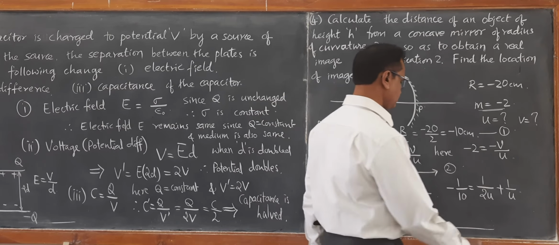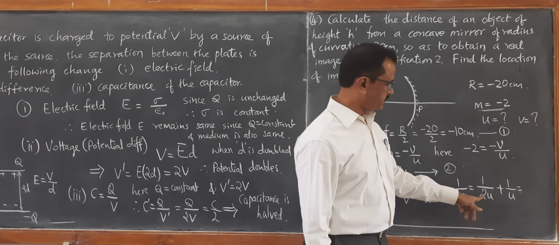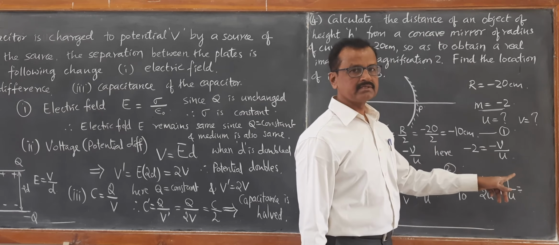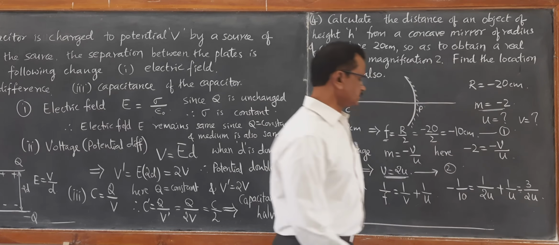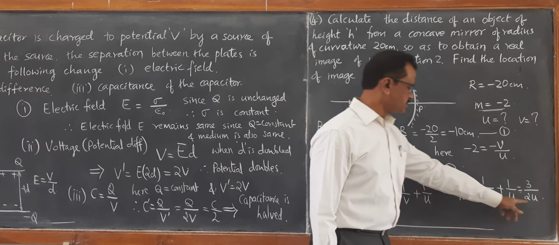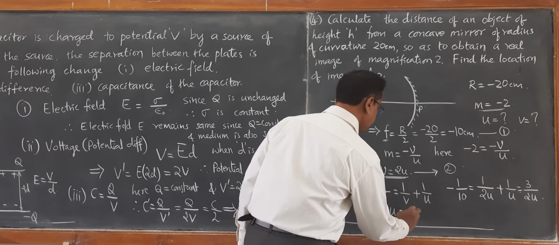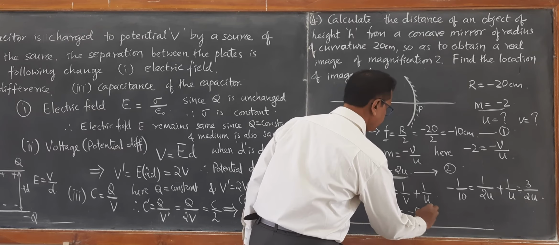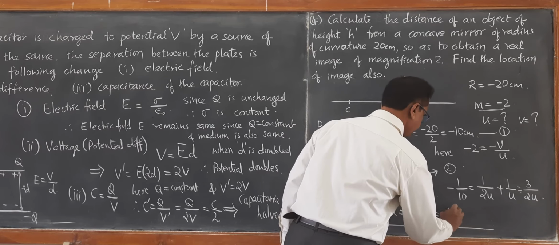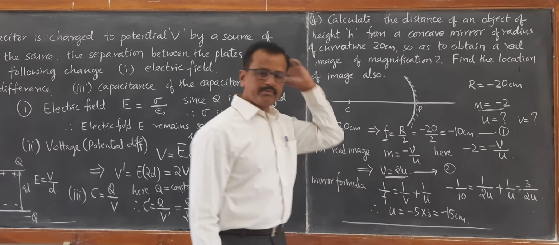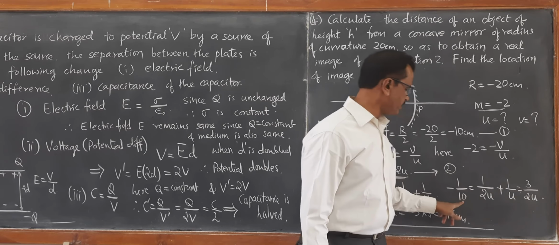So if we simplify this, you can see 1 by U. If you take out 1 by U common, it becomes 1 plus half. 1 plus half is 3 by 2. So it becomes 3 by 2U. Therefore U becomes equal to minus 5 into 3, that's equal to minus 15 centimeter. So U becomes minus 15 centimeter, because 3 by 2U is equal to minus 1 by 10.